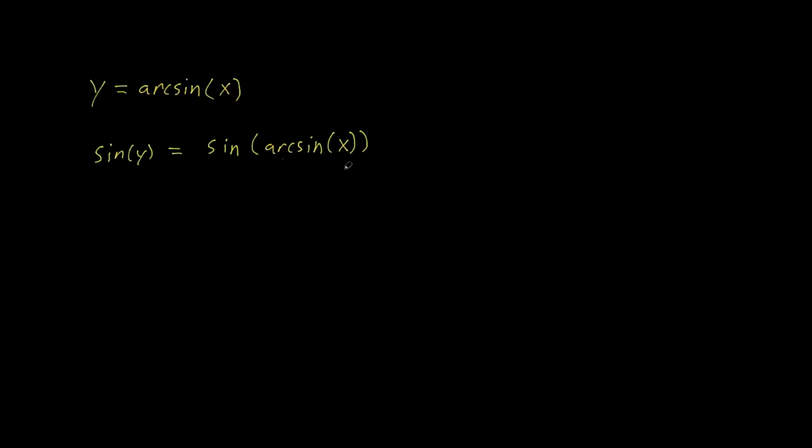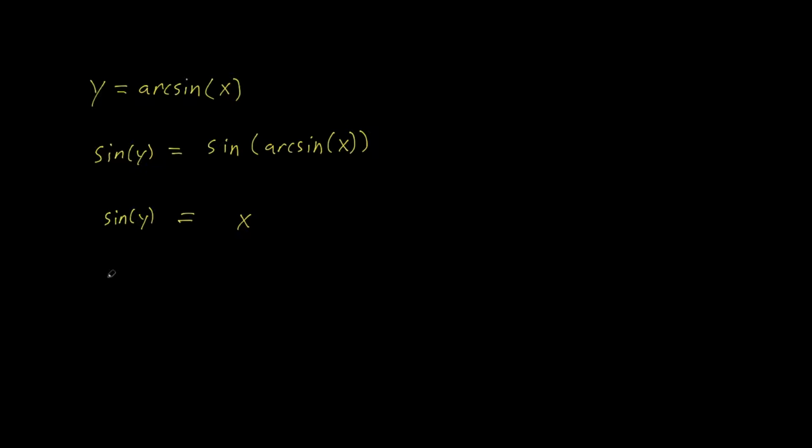Now the sine of arcsin of x is just going to be x because sine and arcsine are inverse functions and they're going to cancel each other out. So we're going to get x on the right hand side, sine of y on the left hand side.